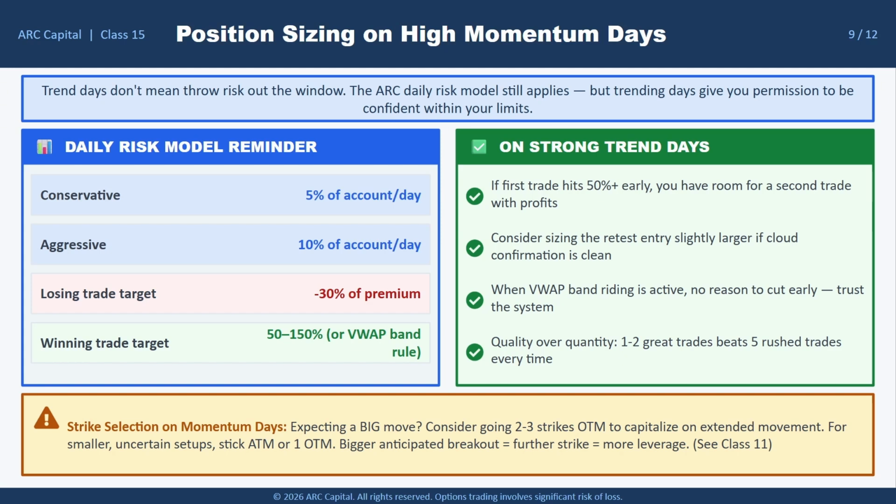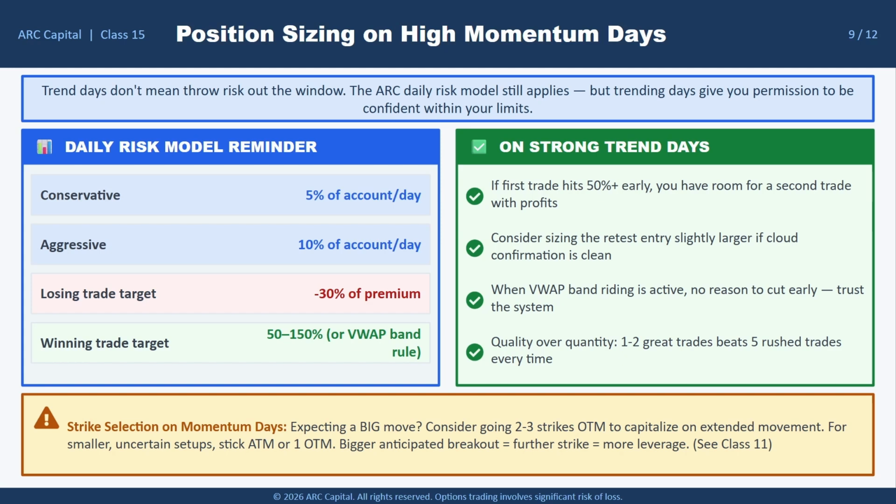There are some movers in the market. You're seeing some cloud expansion at the beginning of the day, but you're not that confident that everything is going to follow. You can go with that conservative approach of 5% a day. On a more aggressive day, you could go with 10% of your account for that trade.